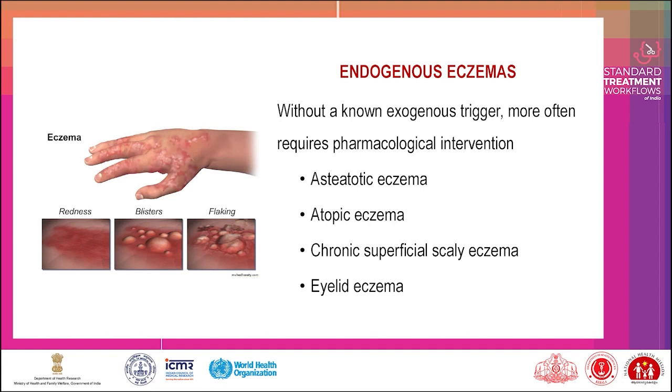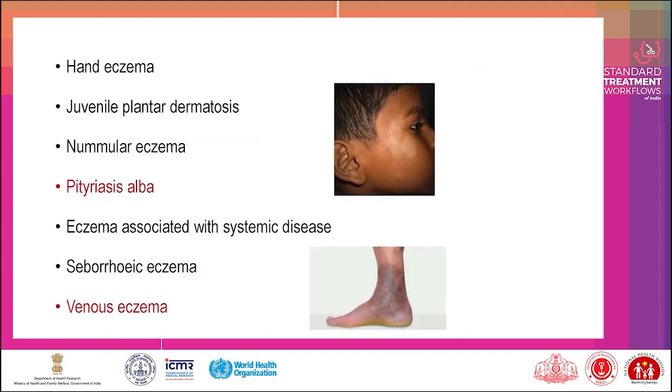It includes asteatotic eczema, atopic eczema, chronic superficial scaly eczema, eyelid eczema, hand eczema, juvenile plantar dermatosis, nummular eczema, pityriasis alba, eczema associated with systemic disease, seborrheic eczema, and venous eczema.